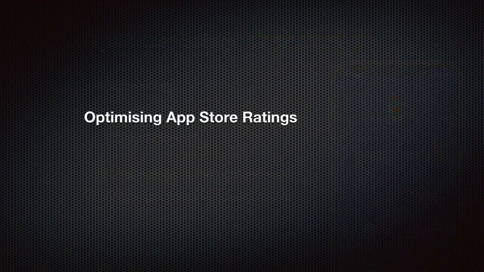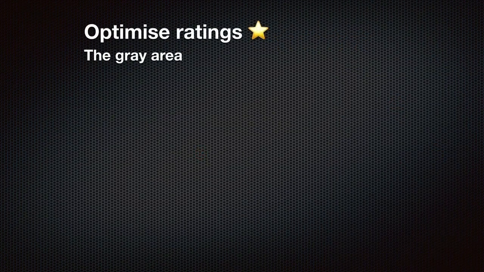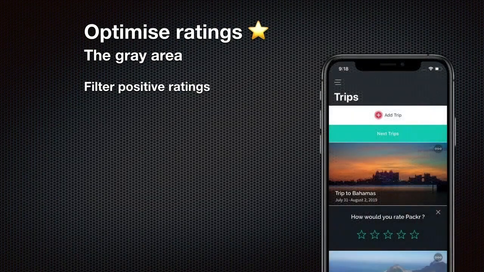So now, how to cheat? This is basically the gray area. The first cheating method is quite subtle for the user, but it can have a great effect on your overall ratings. I call it the gray area because it is positive for both the users and the developer or the team who made the app. So how to do it?